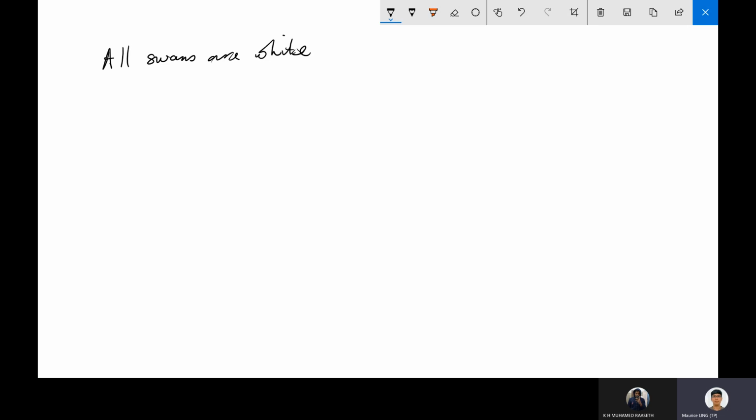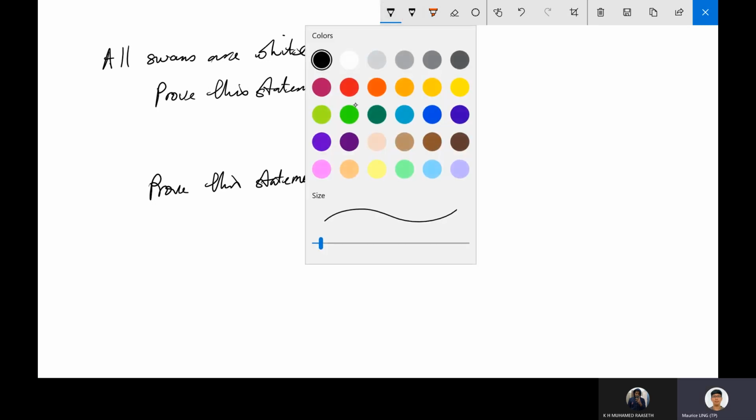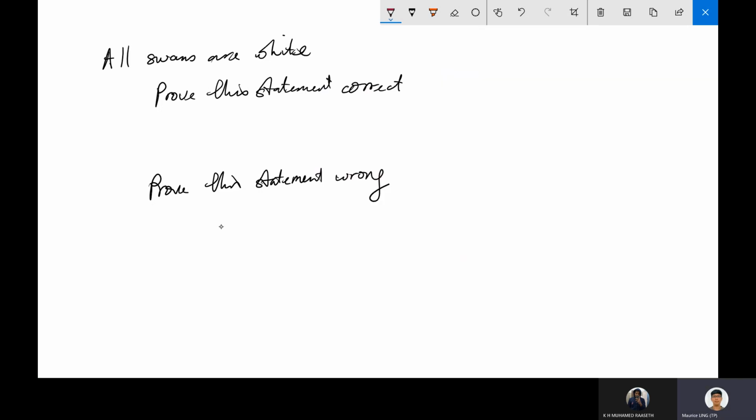So the question is, how do you prove this statement versus how do you prove this statement correct, versus how do you prove this statement wrong? Correct. So in order to prove this statement wrong, just find one swan that is not white.